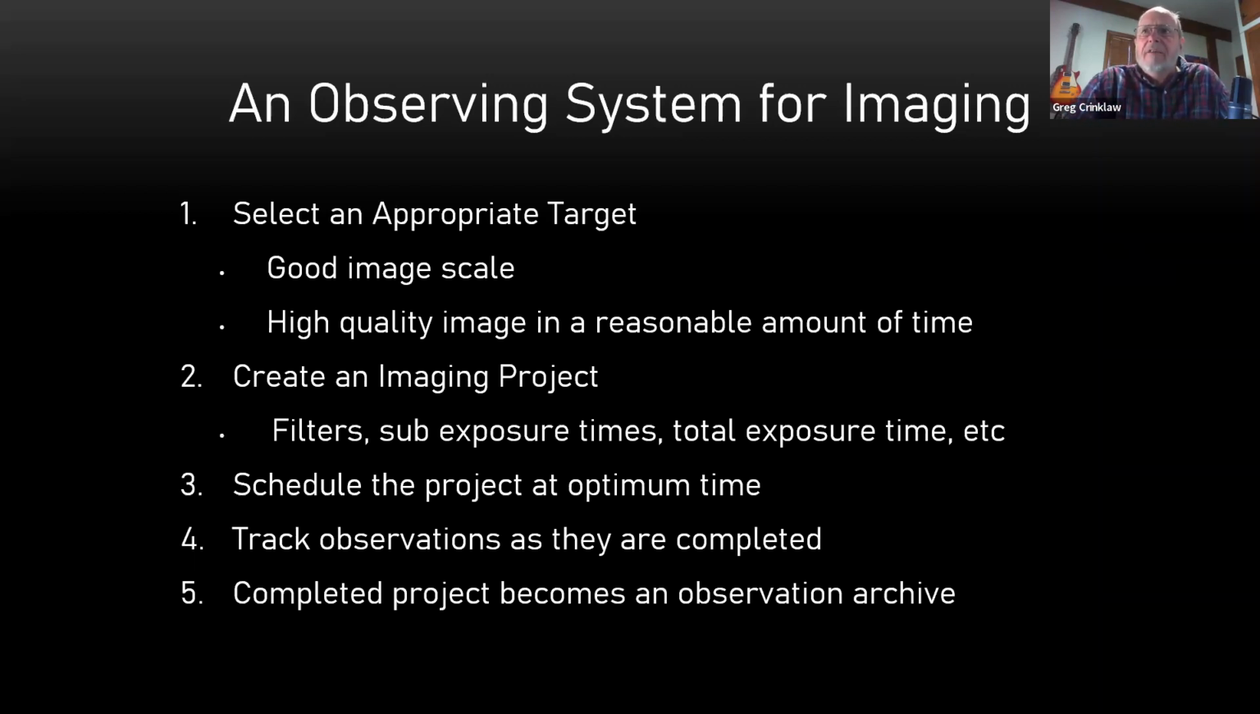So in order to do that, I developed an imaging system or a workflow. And it starts with selecting an appropriate target. For that, you want something with a good image scale. If it's only 2 pixels across, it's not going to be very interesting. And you want to be able to obtain a reasonable quality image in a reasonable amount of time. Some tiny faint nebula or some large faint nebula, it may be that your imaging system can't even detect it, or maybe it can't take a high quality image. So selecting an appropriate target is the first step towards success.